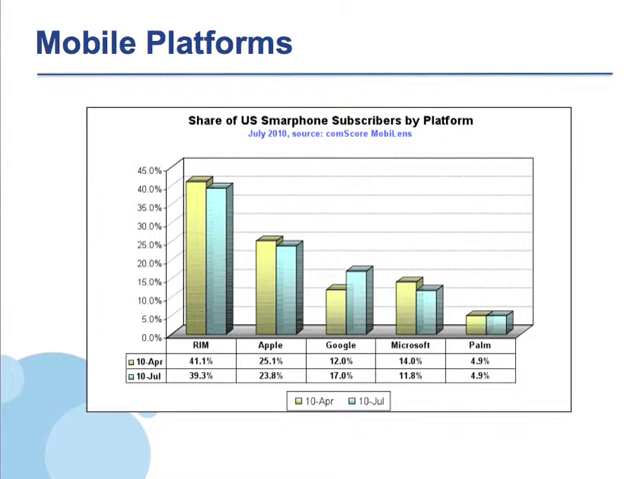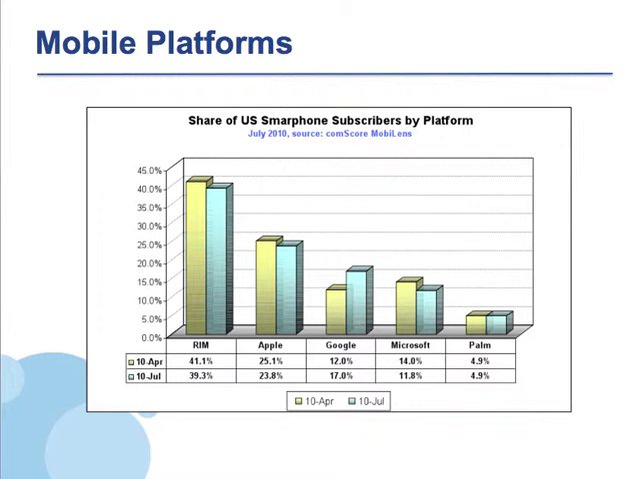We'll just look at this slide quickly. This shows the different platforms that are available. RIM, R-I-M, is BlackBerry, which holds the largest share in the market right now, followed by Apple and iPhone, and then Google Android, Microsoft, and Palm.